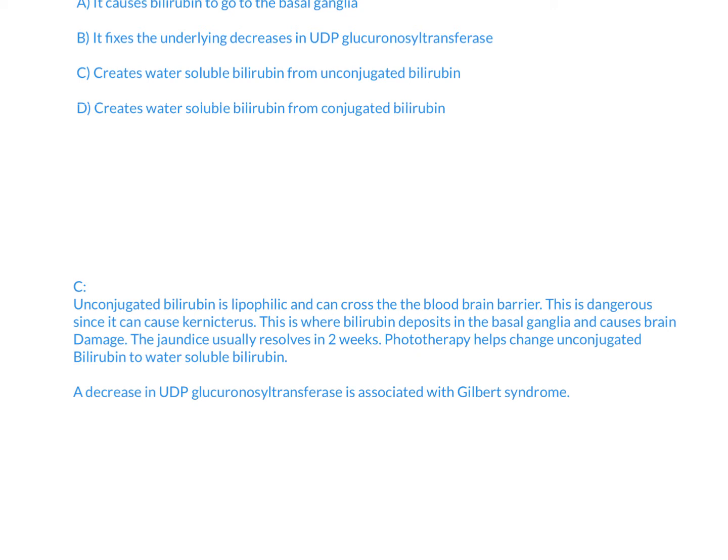Now, this condition is called kernicterus because the bilirubin can go and deposit in a specific part called the basal ganglia, and then that can cause brain damage irreversibly. And the good thing is this jaundice usually resolves in 2 weeks, and phototherapy helps because it actually changes the unconjugated bilirubin to water-soluble bilirubin. Now, once it becomes water-soluble, it becomes charged and can no longer cross the blood-brain barrier and can no longer cause kernicterus. And the second thing is you can excrete it through the urine.